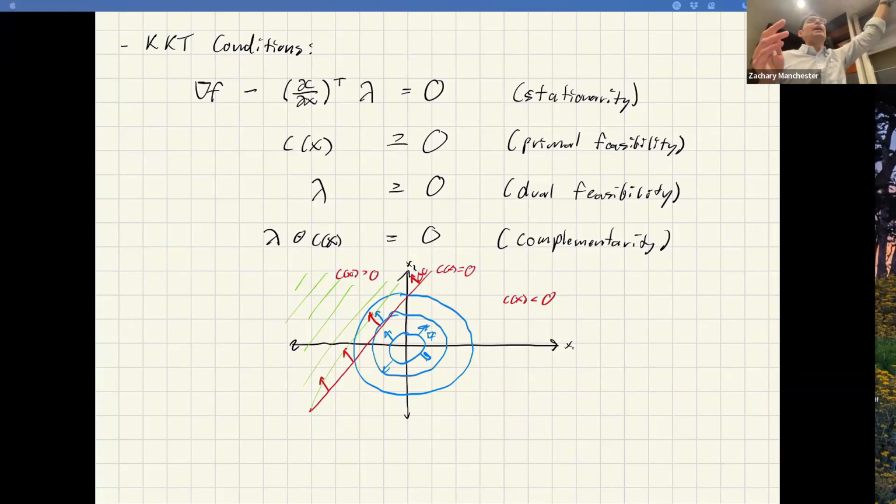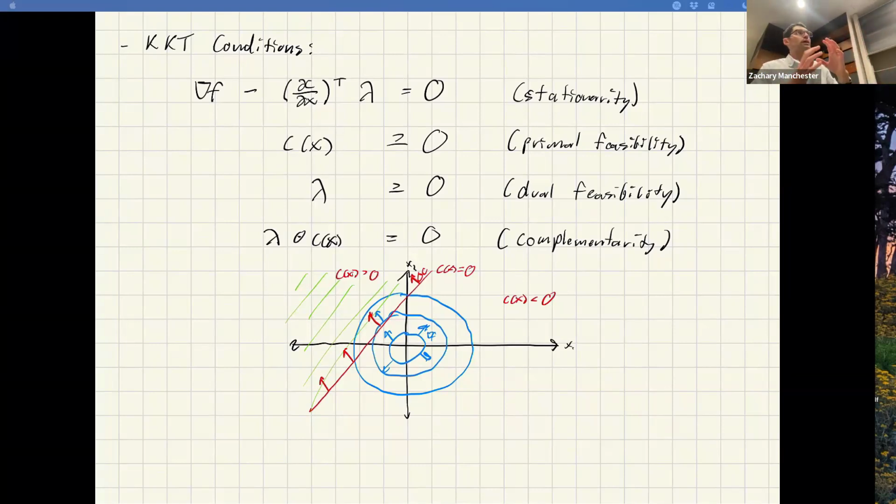We want that multiplier term out of there. So in that situation, C is non-zero. For complementarity to be satisfied, lambda has to be 0. And that basically drops the constraint term out of the stationarity condition. And now it looks just like an unconstrained optimization problem, right? So if the constraints are inactive, lambda is 0, the constraint term drops out, all good.